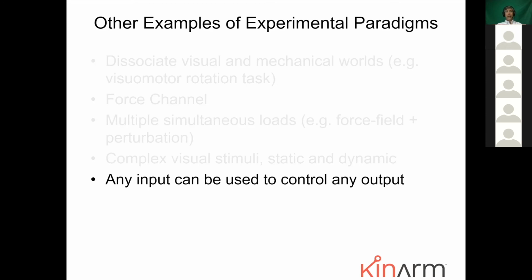Another way of wording that is that any input can be used to control any output. So what are the inputs? Obviously, position of the robot is a key input, and that of course then leads to velocity and acceleration. So you can use those to drive system behavior. But the analog inputs and digital inputs are available, again, in real time. So you can use those to drive system behavior.